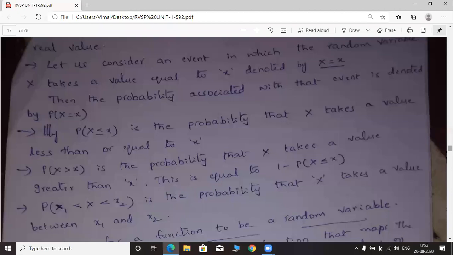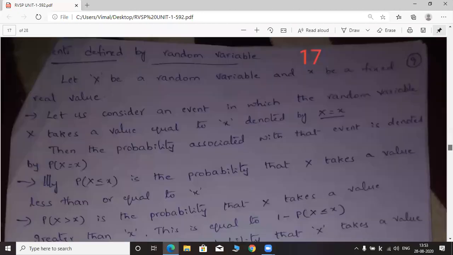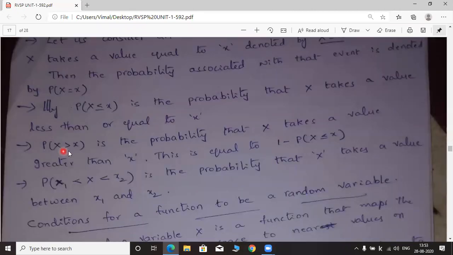Events defined by a random variable. We have discussed 4 events. What are those? Probability of capital X equal to small x. That means the random variable is taking the value of small x. In the second event, probability of capital X less than or equal to small x means taking the value of small x and the values which are less than small x. Next, the third event is defined as probability of capital X greater than small x.